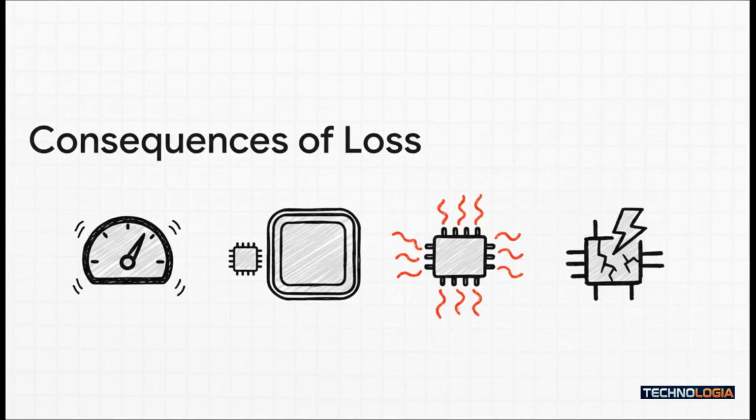For one, it puts a hard speed limit on how fast our devices can actually run. It's also one of the biggest things stopping us from making them even smaller. And in a worst-case scenario, all that heat can build up and literally just destroy the switch.